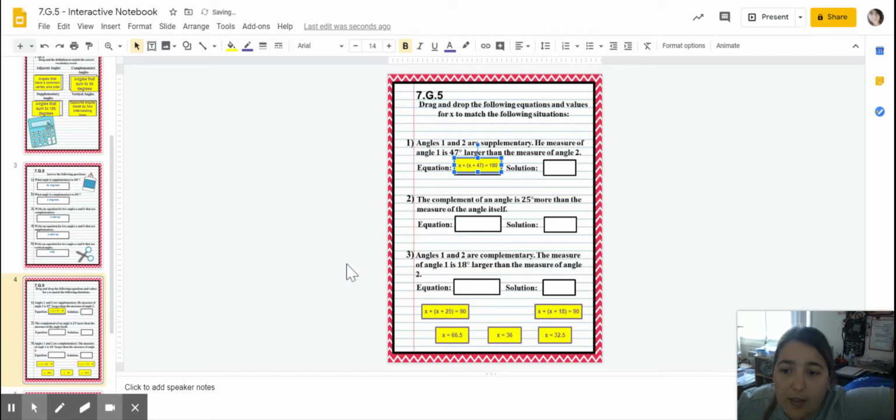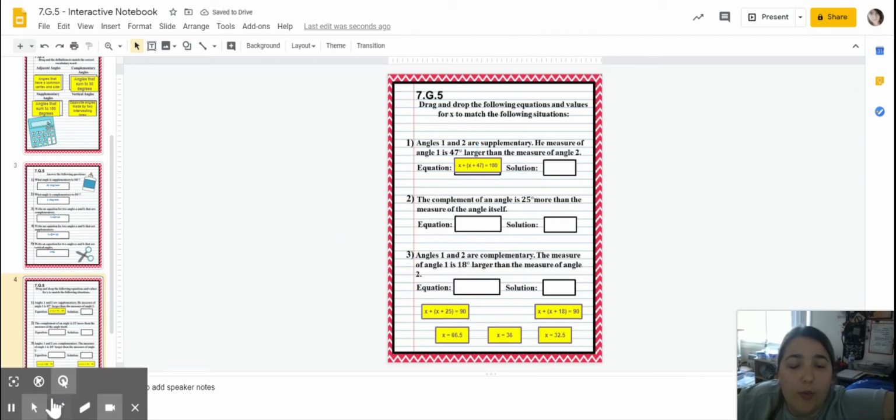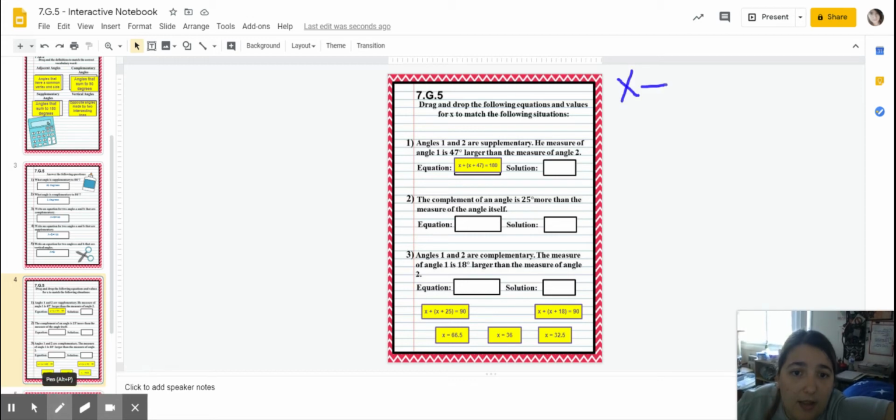Awesome. Now we're going to solve. So we have x plus (x plus 47) equals 180 degrees because they're supplementary angles. So we want to find what x is equal to. In order to find x, we need to simplify this. So it's x plus x plus 47 equals 180 degrees. So we need to simplify that.